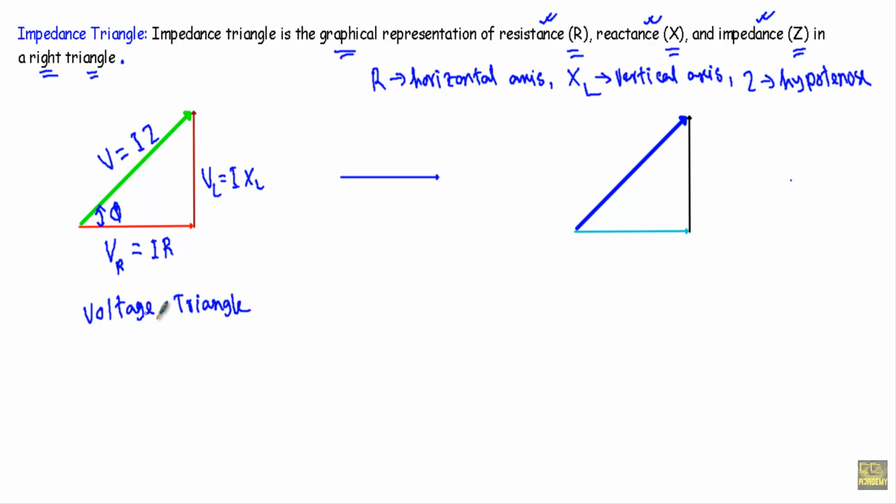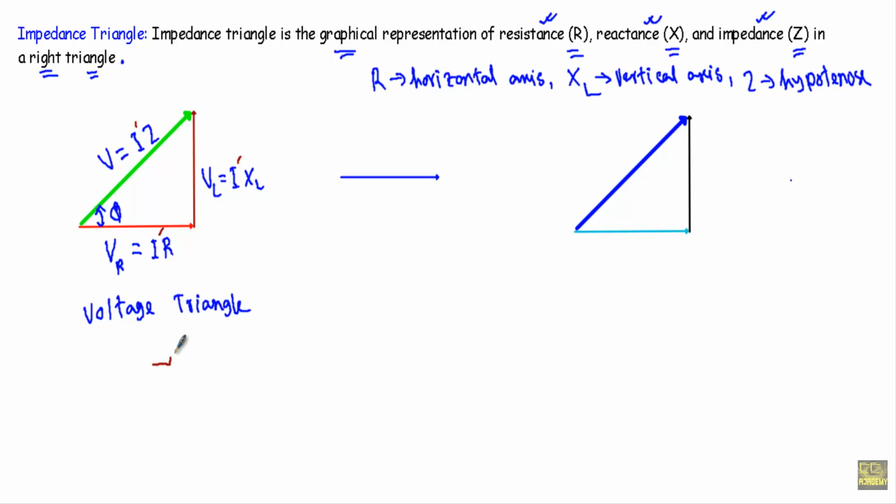Okay, now let me show you how we draw the impedance triangle of the series RL circuit. See, this is our voltage triangle. In this direction VR equal to IR, in this direction VL equal to IXL, and in this direction V equal to IZ. See, in all the terms this I is common.